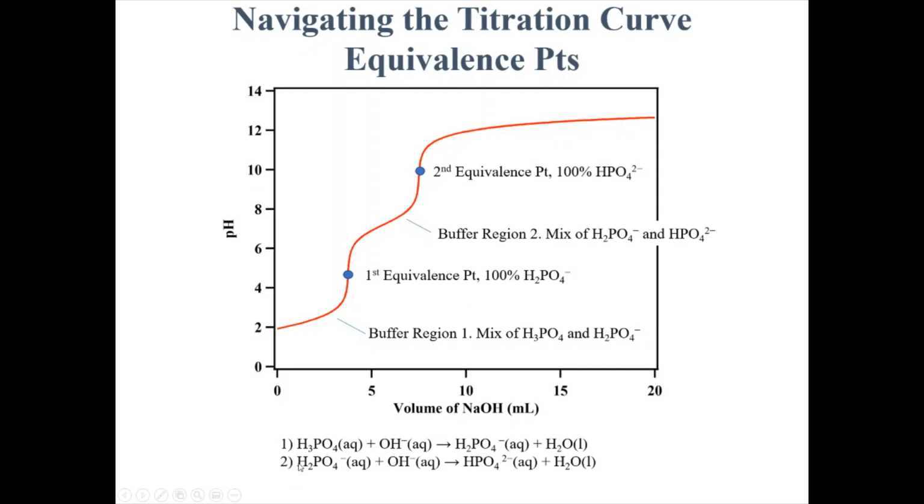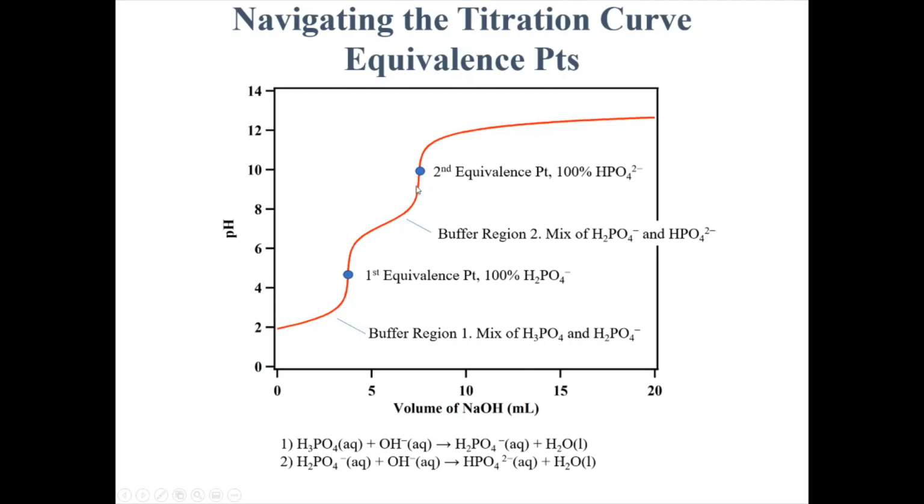So since we only have H2PO4 minus left in the solution, as we add more OH minus, we make the HPO4 2 minus conjugate base. This is the monoprotic form of phosphoric acid. So again, we're going to see a buffer region. As we start to titrate this, we're going to make a little bit of the conjugate base. So in buffer region 2, we're going to have H2PO4 minus and HPO4 2 minus together. That's going to form a buffer and form a little bit of a flat line.